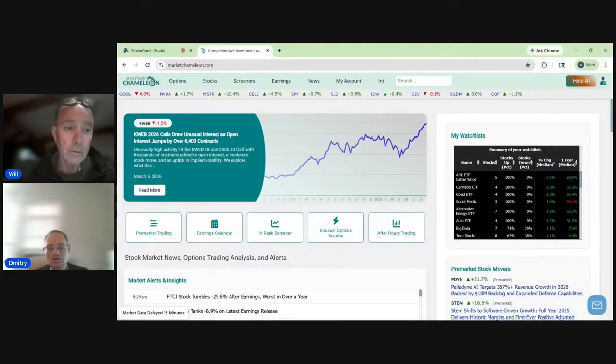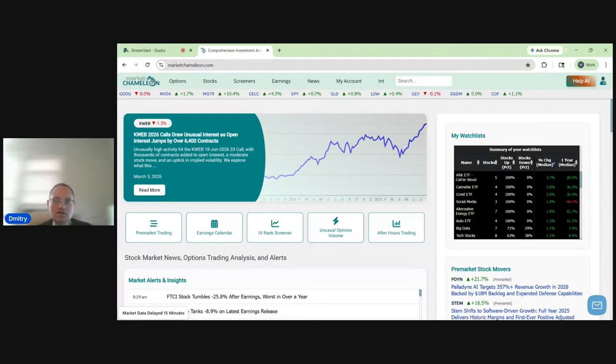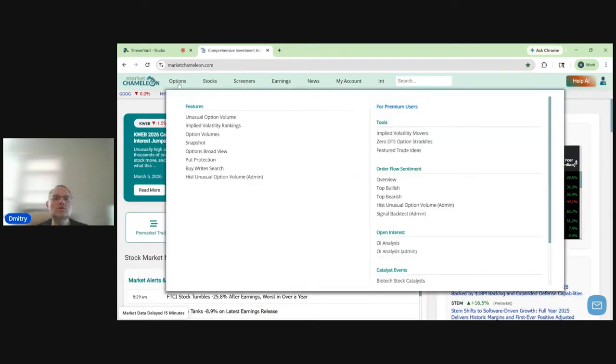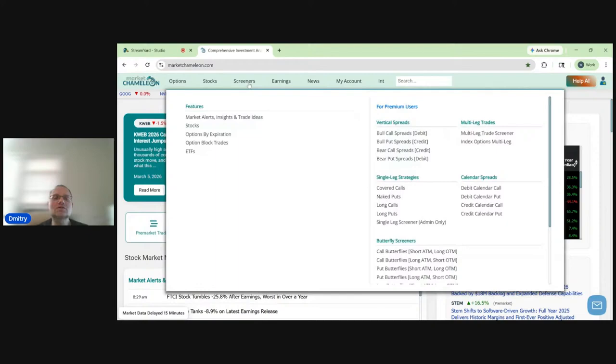Good morning, everyone. So what we'll do today is use a screener that allows us to compare implied volatility versus historical volatility to see how the two different metrics deviate. So first, let's go to the screener. Actually, hold on a second. I think it is under screeners. Under screeners, we're going to go options by expiration.